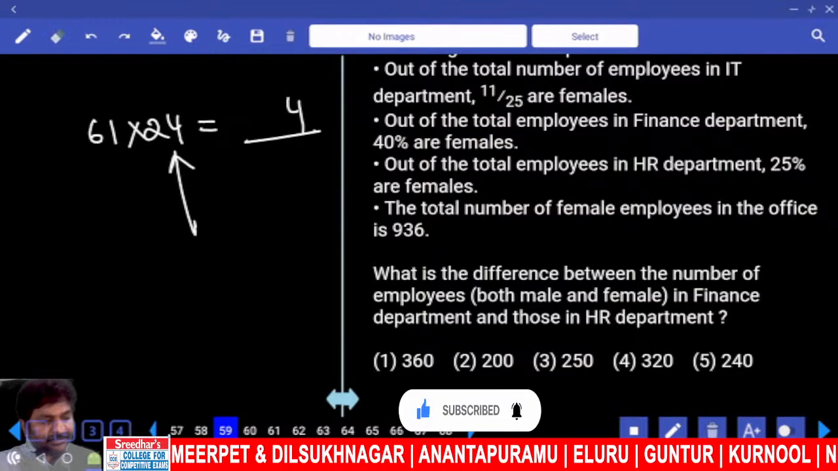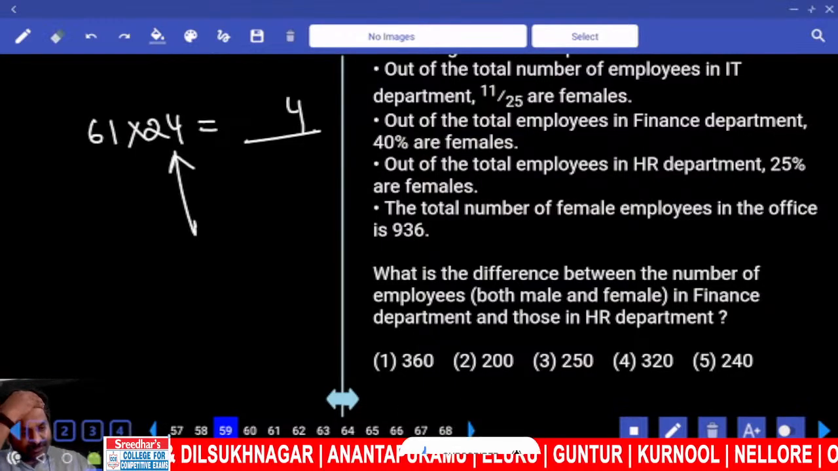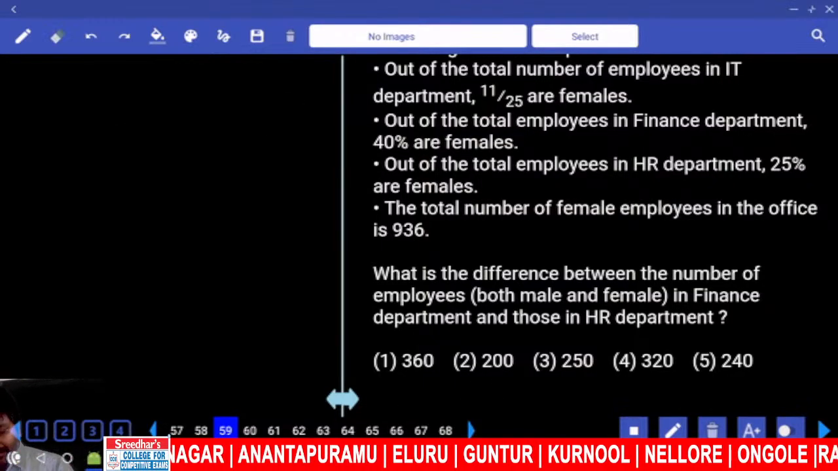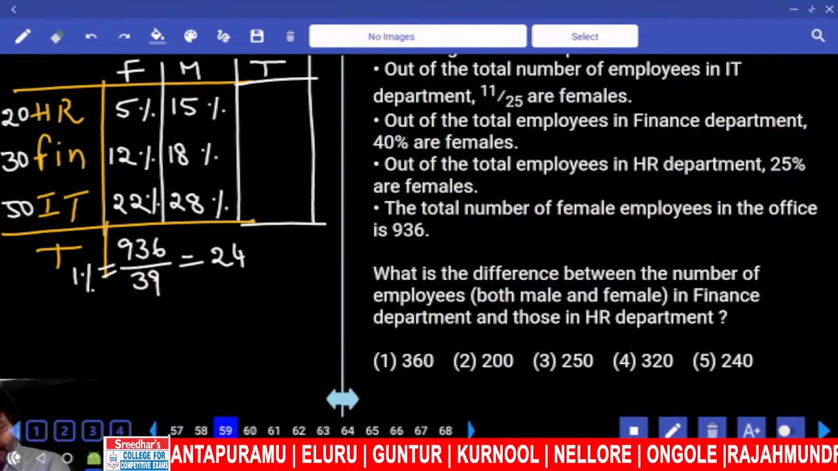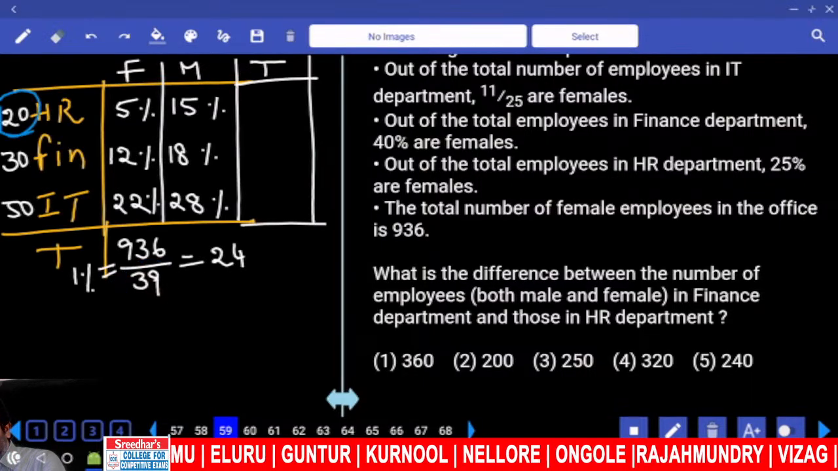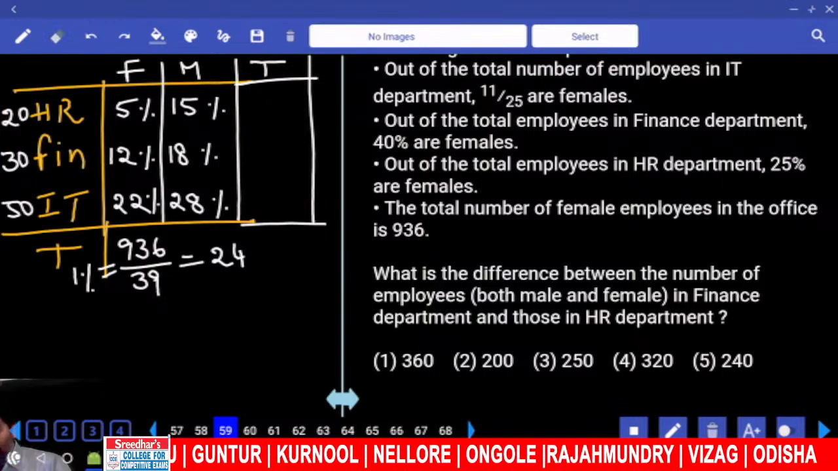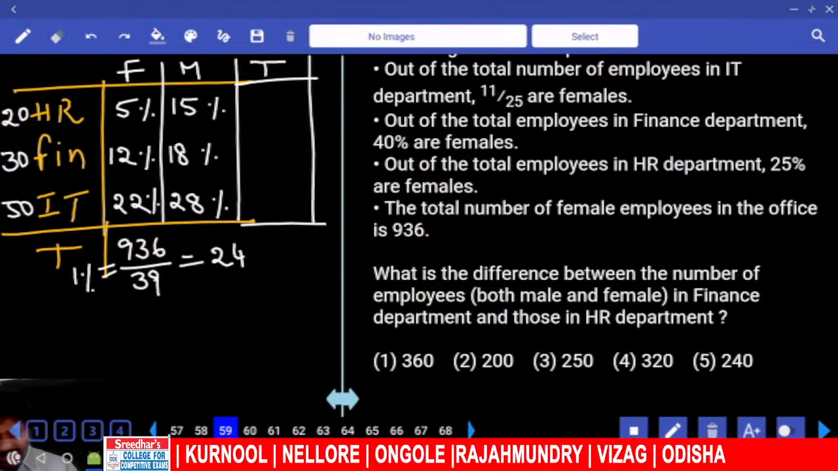What is the difference between number of employees in finance department and those in HR department? It is about total only. HR and finance. Difference. What is 1%? 10%.